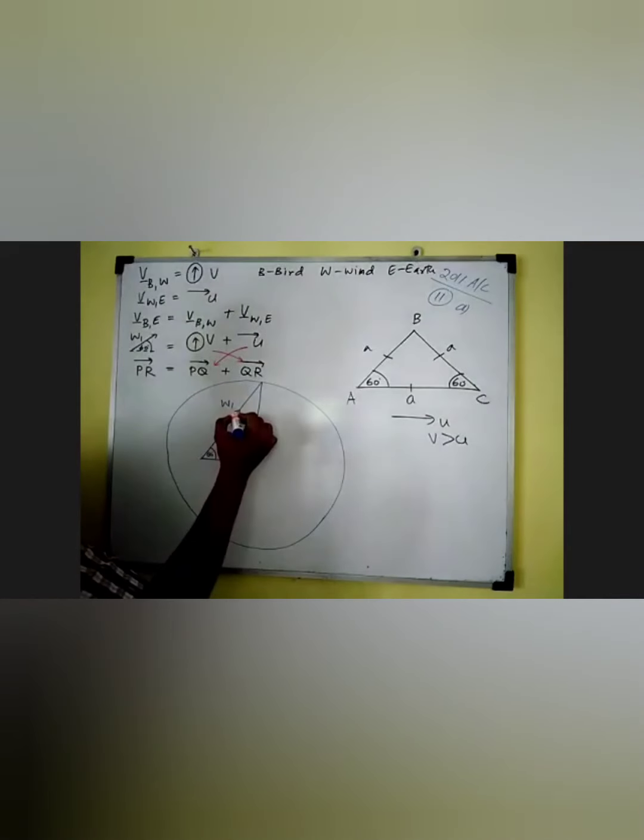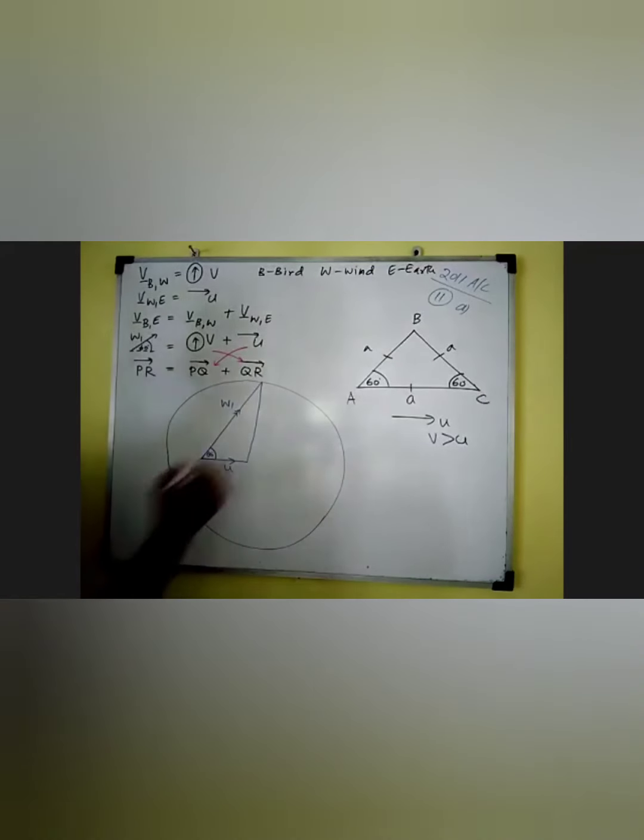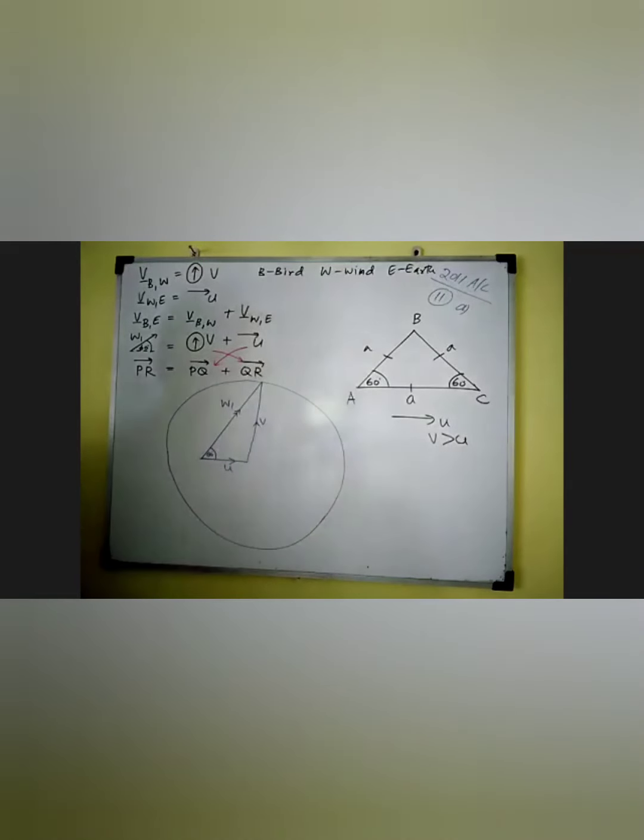So this is the resultant. So I'm going to put two arrowheads. This is that vector V.